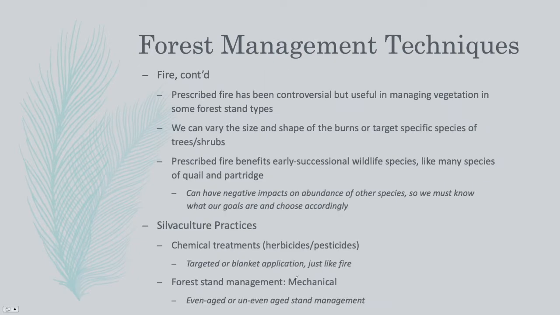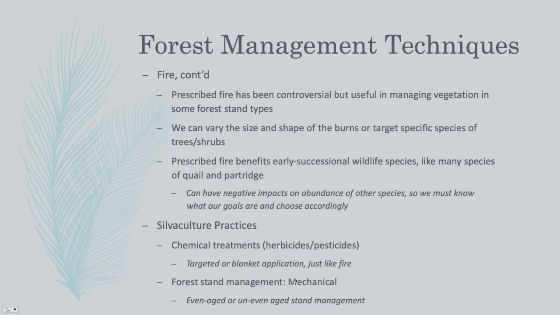Prescribed fire has been very controversial, and I would argue that it continues to be, but it's very useful in managing vegetation and some forest stand types. So we can vary the size and the shape of the burns. We can target specific species of trees or shrubs. So we're using the benefits of a wildfire, but in a controlled setting. Mainly, prescribed fire benefits these early successional wildlife species, like many species of quail and partridge.